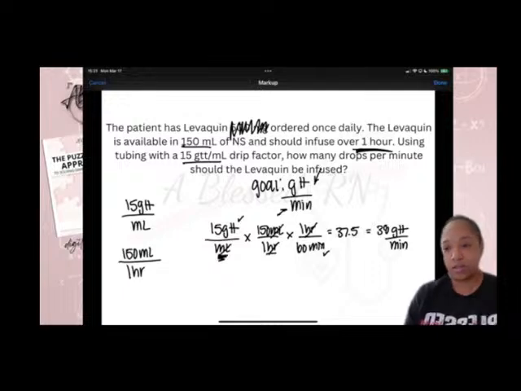I think what will confuse me is the time. Well, if you need to convert your time, go ahead and convert it. Just make sure your minutes are at the bottom and your drops are at the top.